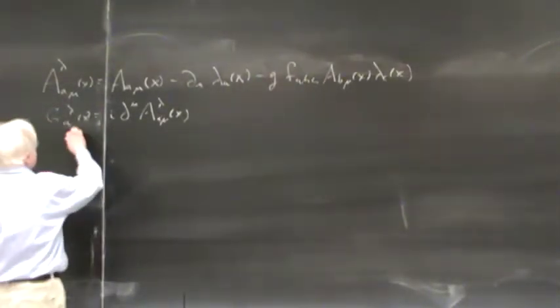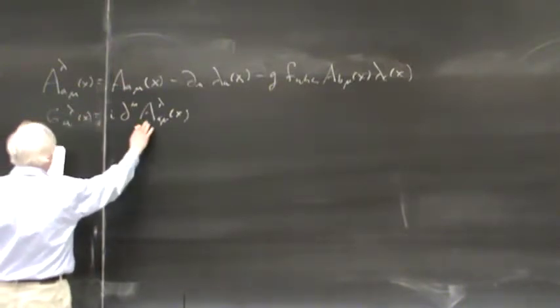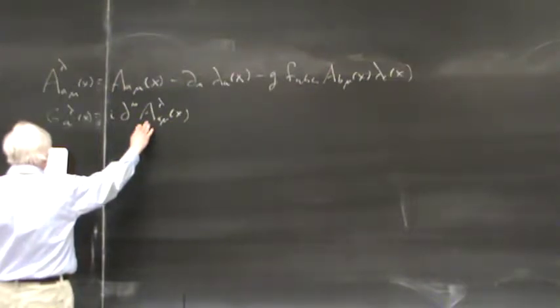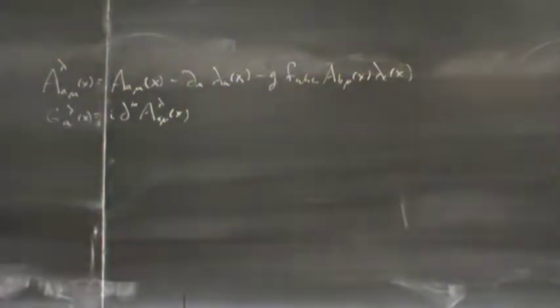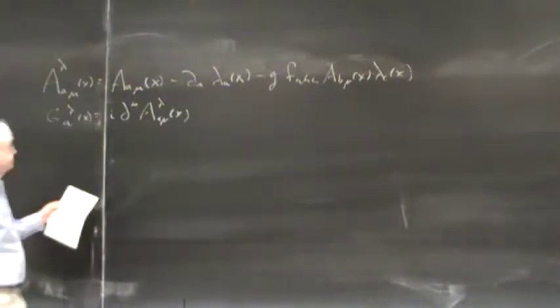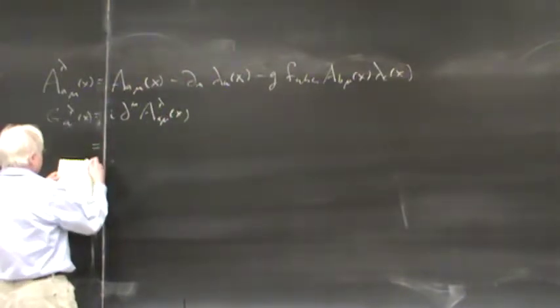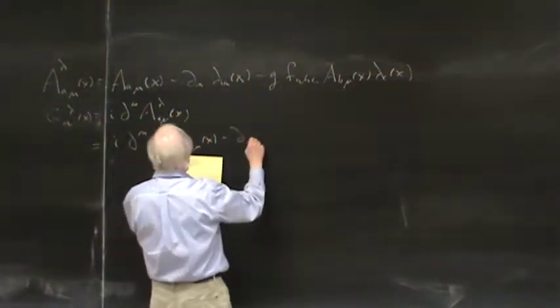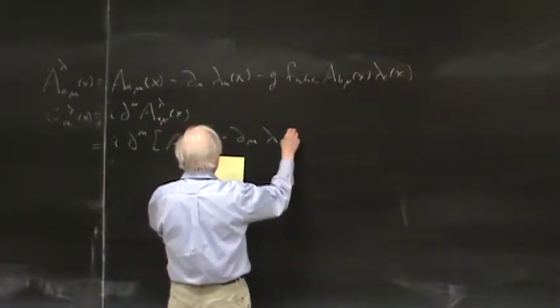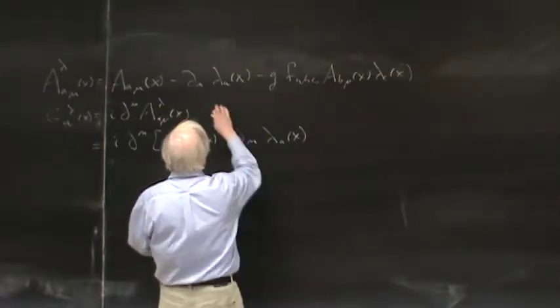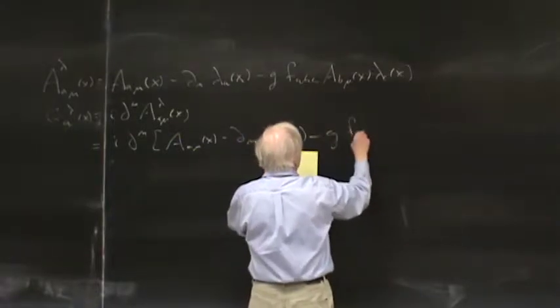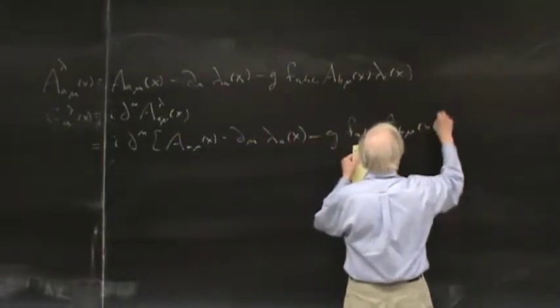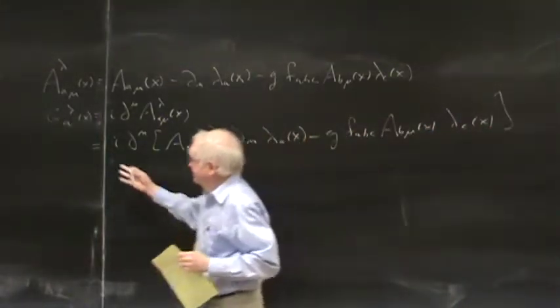So what is g_a at lambda? Well, I just wonder, I have my notes, I don't know why I'm going straight from the book when I redid the notes here. So there's a little more detail here. This would be i d mu A mu of x minus d mu lambda^a of x, that's this part, minus g f_abc A^b mu of x lambda^c of x. So that's what this g is.